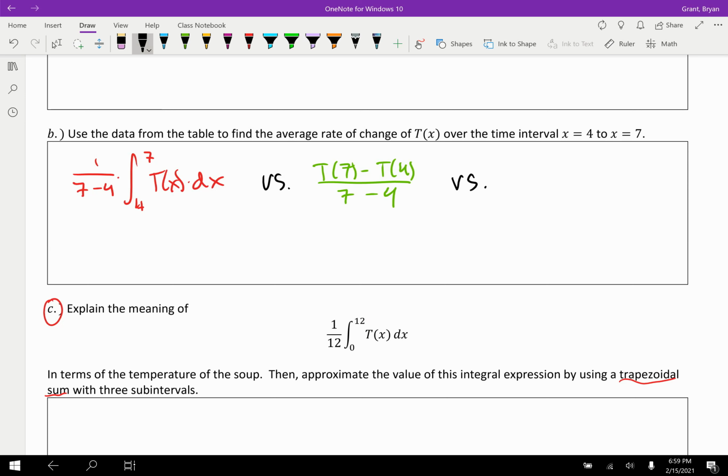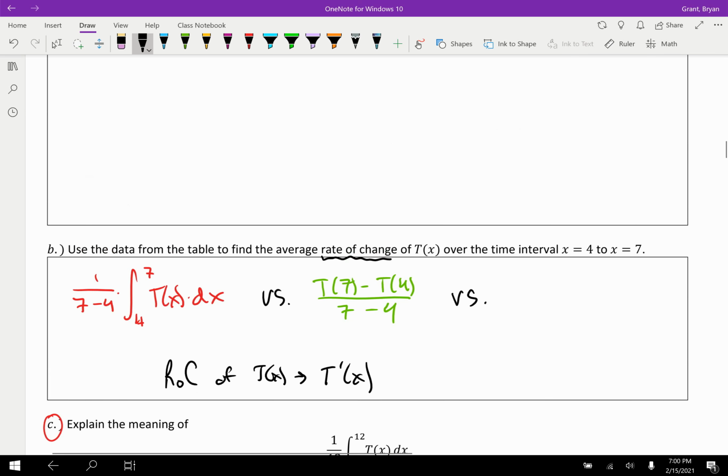So, it's all about units. Average rate of change: what is this asking us for? It's asking us for the rate of change of T. And the rate of change of T of x is T prime of x. It is the derivative, the rate of change of T of x. So whatever our formula is, it better give us units that are all about T prime.